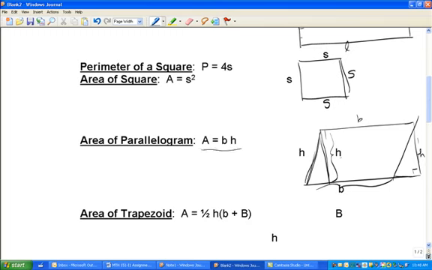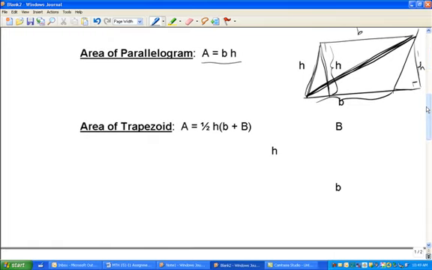And it turns out for a triangle, if we divide this into 2 triangles, each one of them will have an area of 1/2 base times height. So the 2 triangles, if you do cut them out from a parallelogram, will be equal. So that's where we get the formula for the area of a triangle.